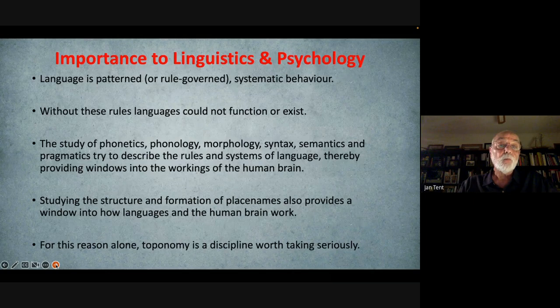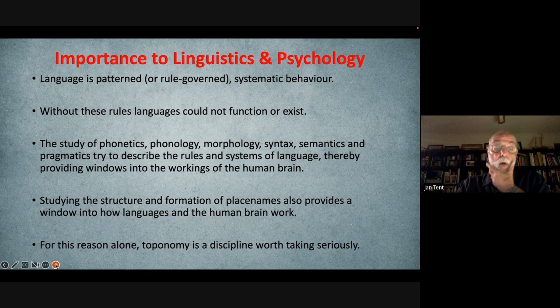So to round off, place names are important to linguistics and psychology, because language is patterned, rule-governed, systematic behavior. Without these rules, languages couldn't function or exist, nor could young children learn to speak a language. So the study of phonetics, phonology, etc., tries to describe the rules and systems of language, and thereby these disciplines provide windows into the workings of the human brain. Studying the structure and formation of place names is part of this, and also provides a window into how languages and the human brain work.